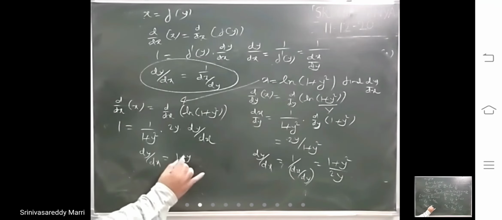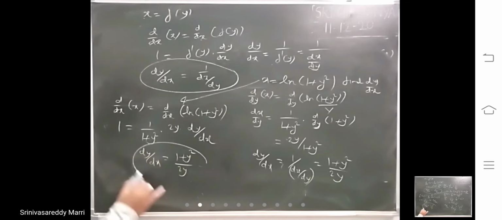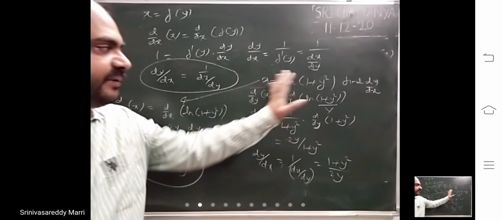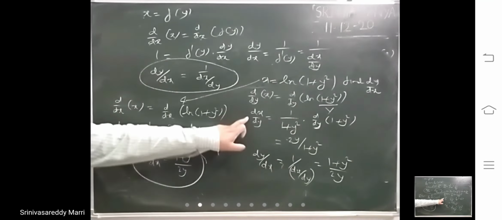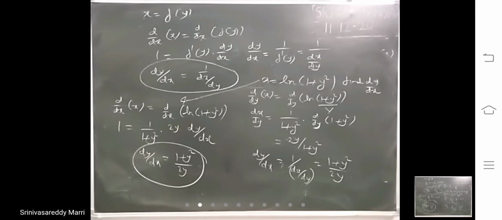Same you got or not? Any method you can do. X is a function of y, so apply d by dy. Directly you will get dx by dy. And after that, dy by dx is nothing but 1 by dx by dy. Reciprocal.